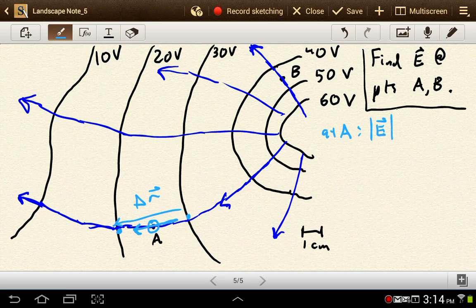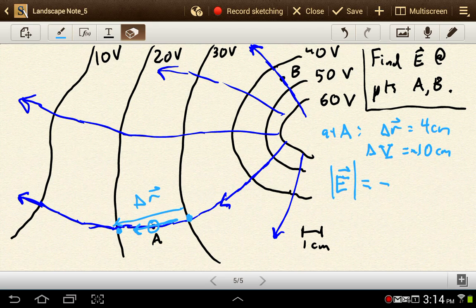Okay, so at point A, we're going to say delta R is 4 centimeters, and the change in voltage as we go from the uphill side to the downhill side, we have 30 volts here because it's on this equipotential line, and you go down to 20 volts there. So your delta V is negative 10 volts. Okay, so therefore the magnitude of the electric field is going to be this delta V divided by this delta R, and so it's going to be negative.